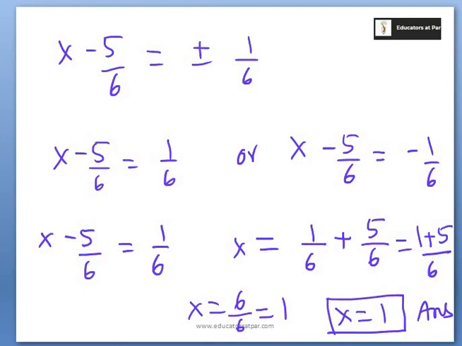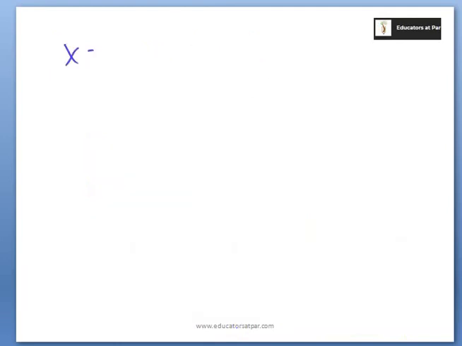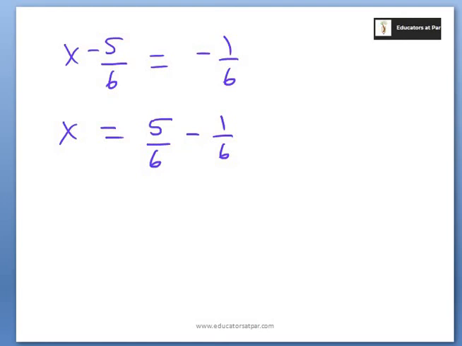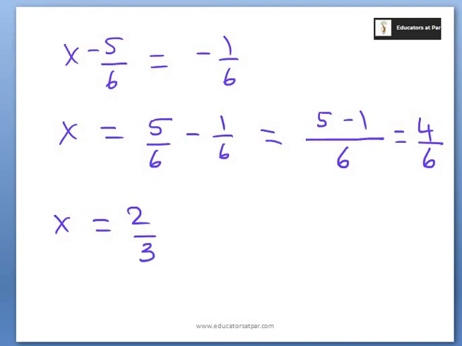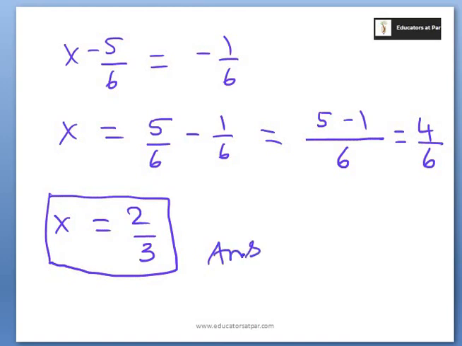Let's go to the next part. x minus 5 by 6 equal to minus 1 by 6. When you take the 5 by 6 to the other side, it gets added. 5 by 6 plus minus 1 by 6. Denominators are the same. 5 minus 1 is 4. 4 by 6. 2 times 2 is 4, 2 times 3 is 6. So it's 2 by 3. x equal to 2 by 3 is one answer. x equal to 1 is another answer.